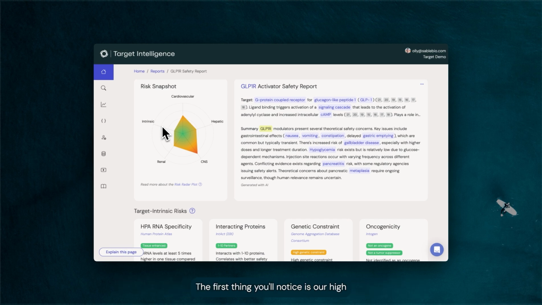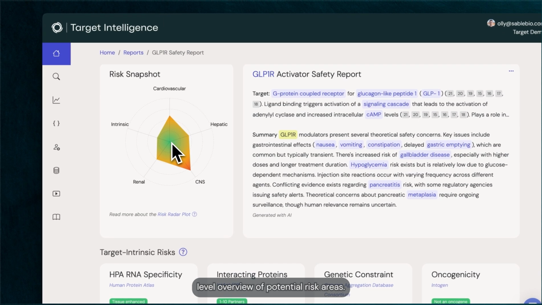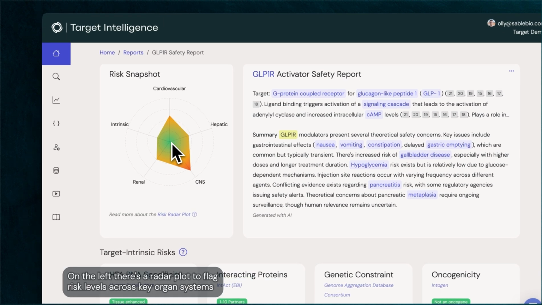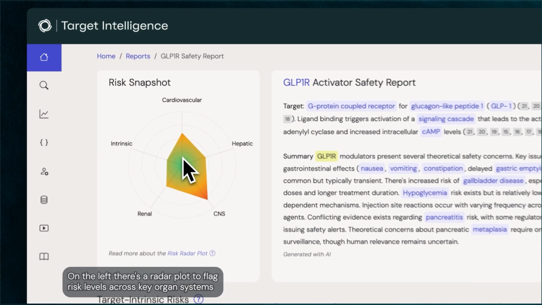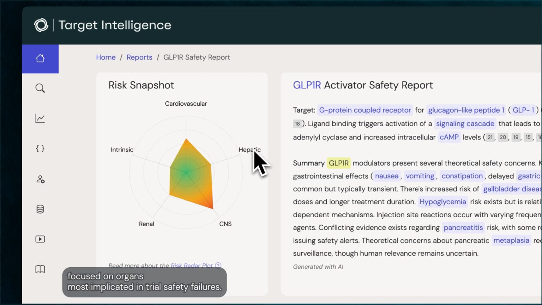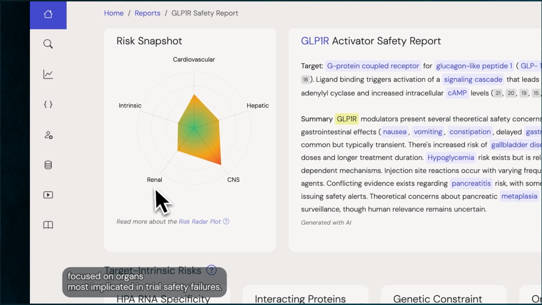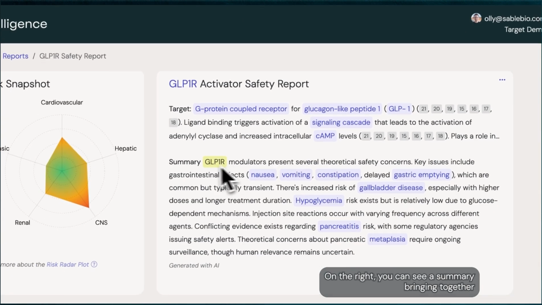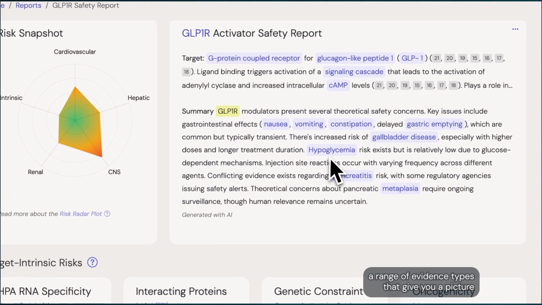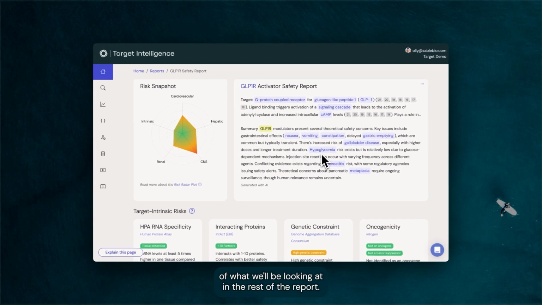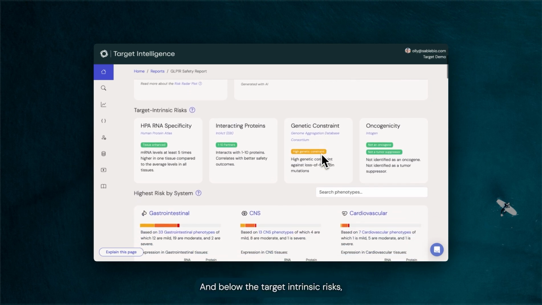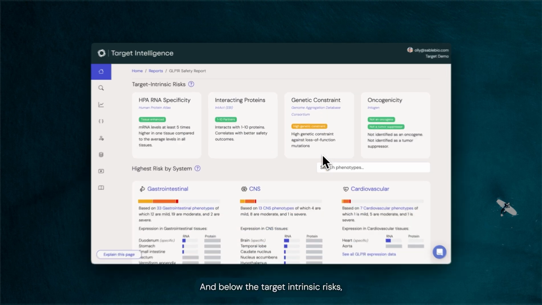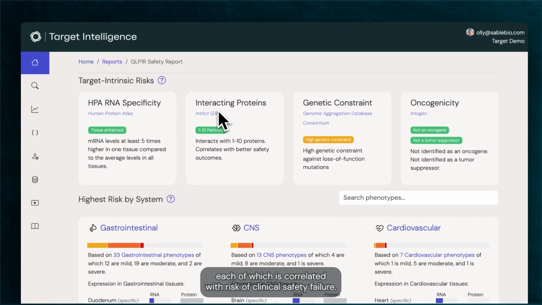The first thing you'll notice is our high-level overview of potential risk areas. On the left, there's a radar plot to flag risk levels across key organ systems, focused on organs most implicated in trial safety failures. On the right, you can see a summary bringing together a range of evidence types that give you a picture of what we'll be looking at in the rest of the report. And below, the target intrinsic risks, each of which is correlated with risk of clinical safety failure.